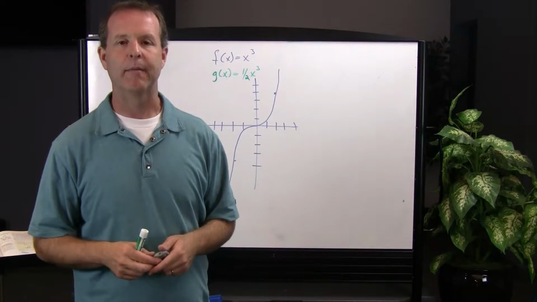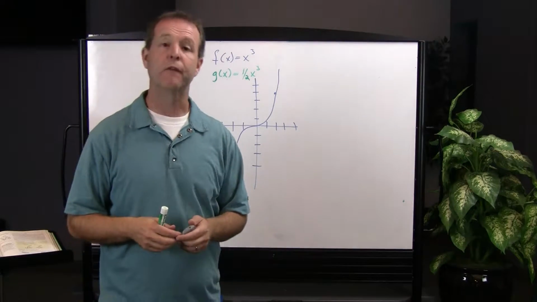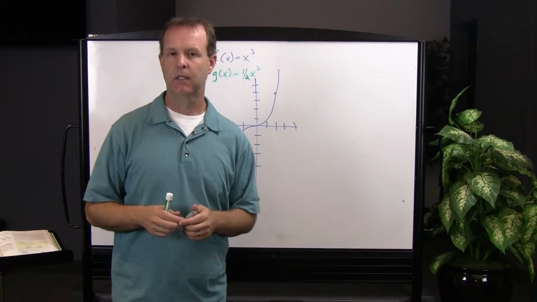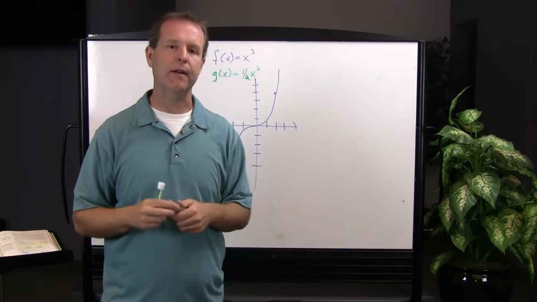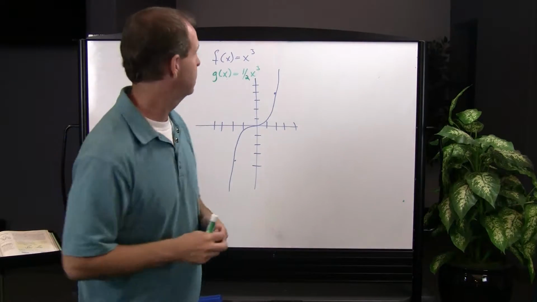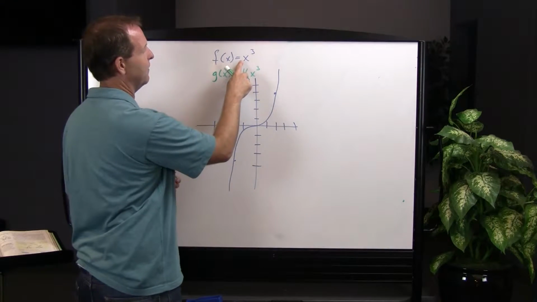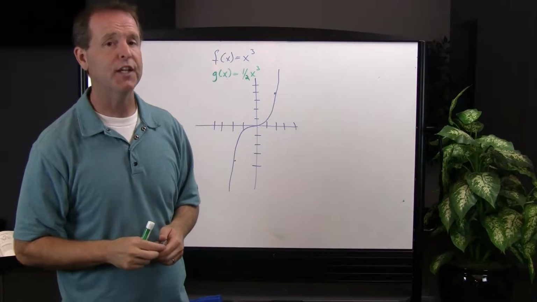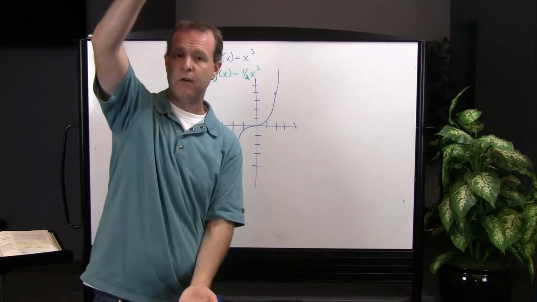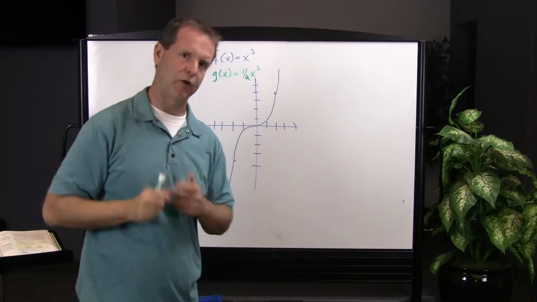Transformations can also happen by vertically stretching a graph or vertically shrinking a graph. So how do you determine by looking at a function if it's a vertical shrink or a vertical stretch? The place that you look at is in front of the coefficient of x. That coefficient tells us, do we stretch the graph out vertically or do we squish it vertically?